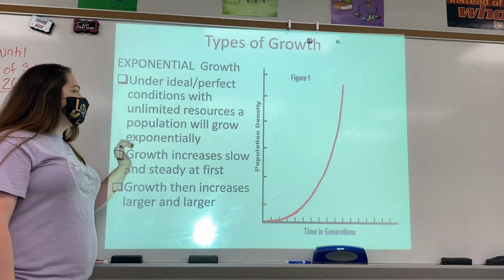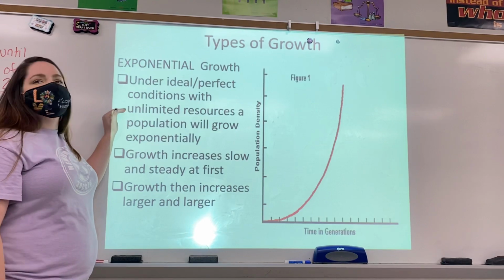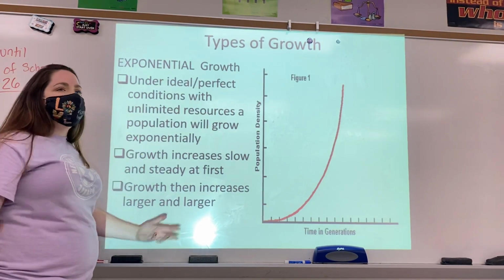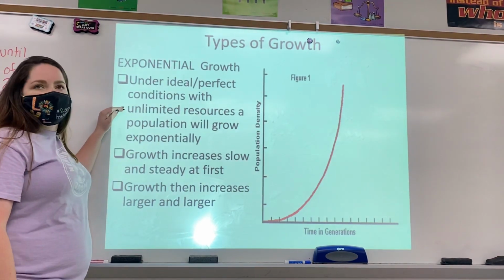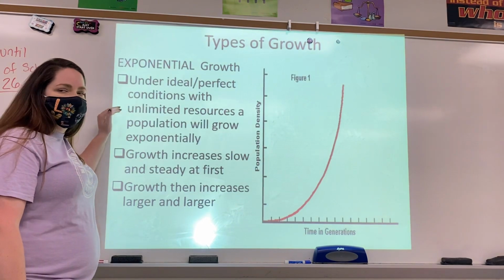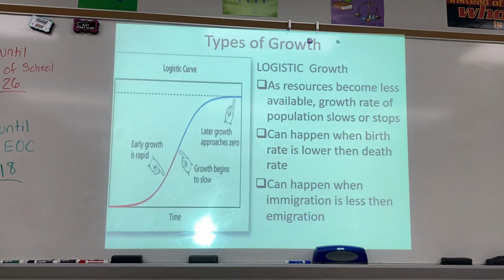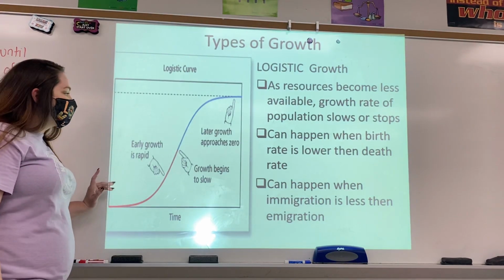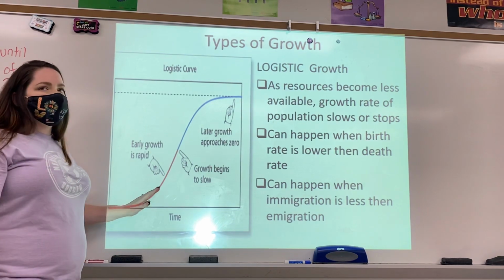This will also be seen in the wild or in the real world if you have unlimited resources. So if you have an unlimited amount of food, an unlimited amount of space, you don't really have that many predators around, then you could see this example of growth. You could see exponential growth. But usually what you will see is logistic growth or logarithmic growth. But anyway, this is logistic growth. Logistic growth is usually going to be a more gradual increase.